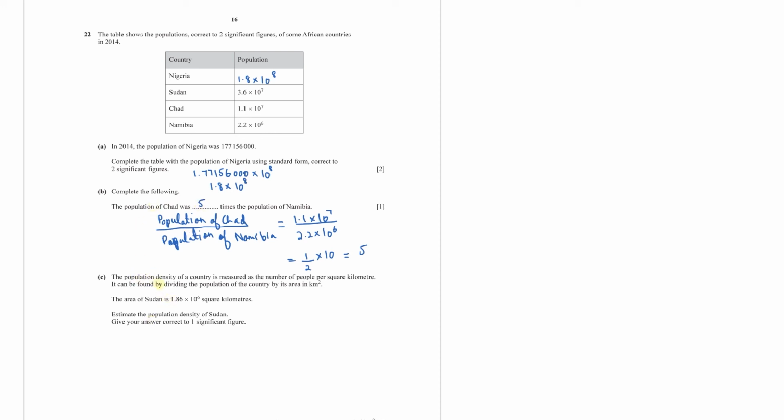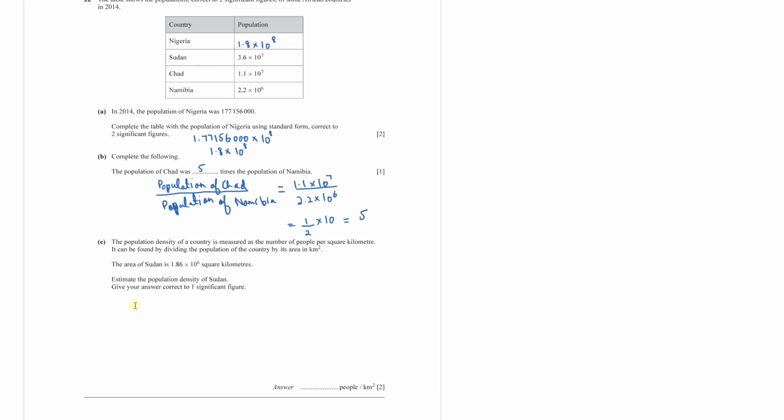Part C is the population density of a country is measured as the number of people per square kilometer. It can be found by dividing the population of the country by its area in kilometer square. So here, the area of Sudan is given as this. Estimate the population density of Sudan. Give your answer correct to one significant figure. So population density, the question already tells you how to find it by dividing the population of the country by its area.